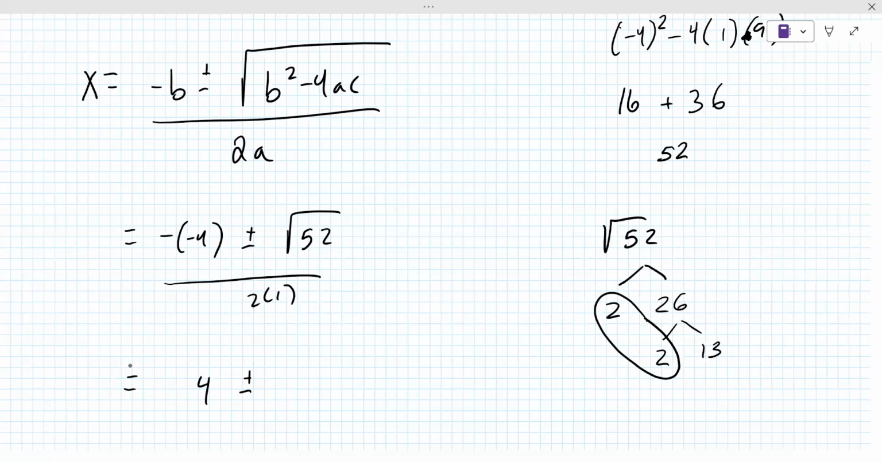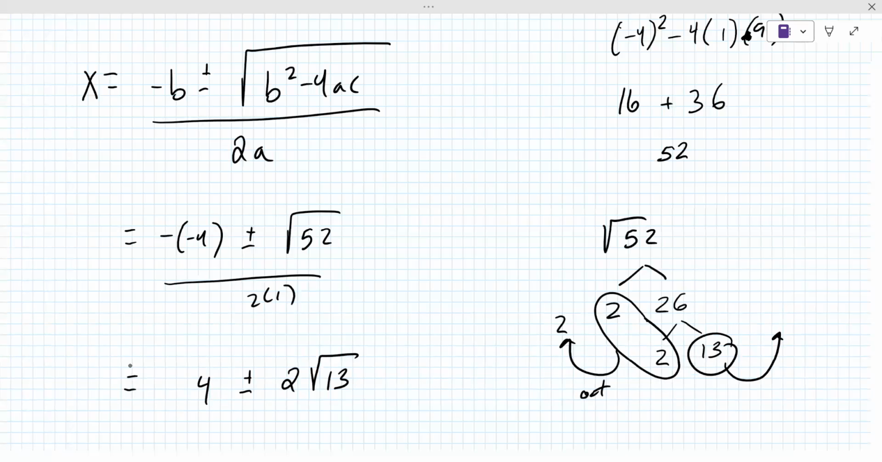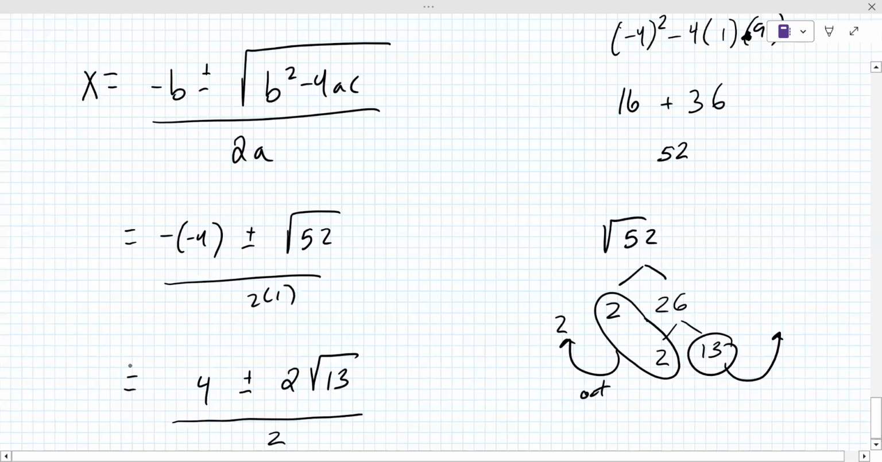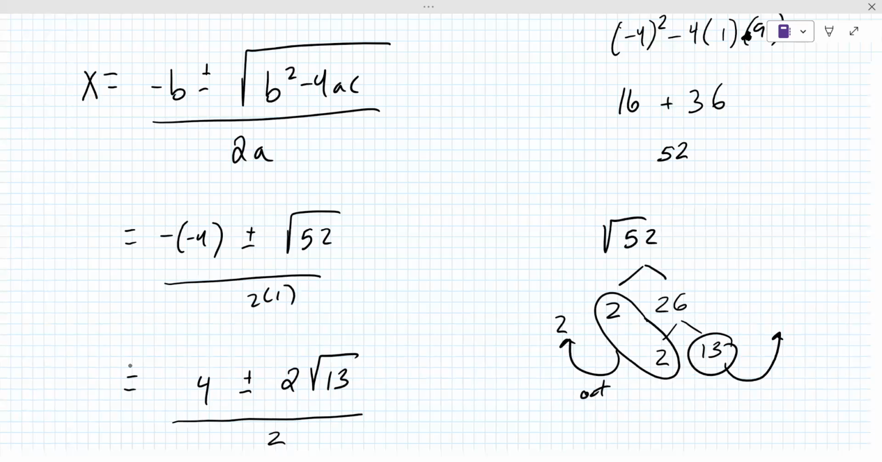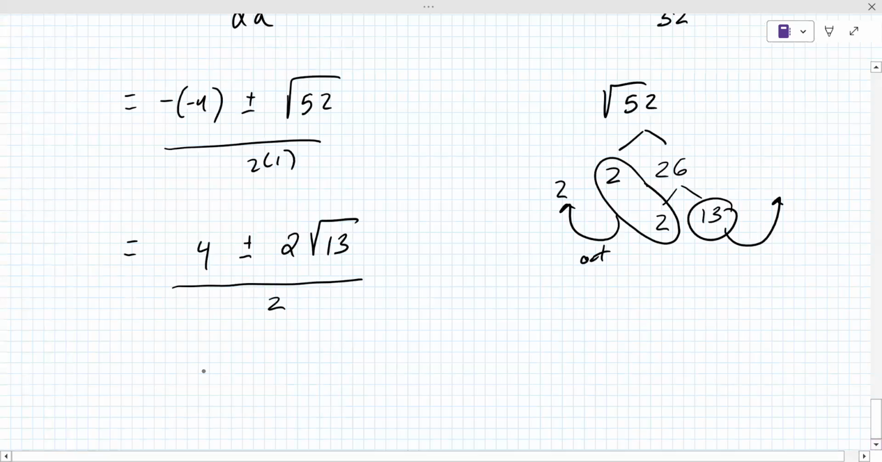For any pairs, you bring one out. So this becomes 2 square root of 13, all divided by 2 on the bottom. All right, almost there. You have to divide each of these by the 2.